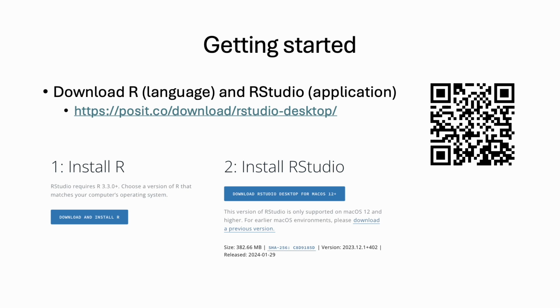The first thing you need to do is download both R and RStudio, and you can do that a bunch of different ways. You can use this QR code, you can use this link, or you could just Google it. It's available for any operating system. Just find the one that works best with yours and install it.